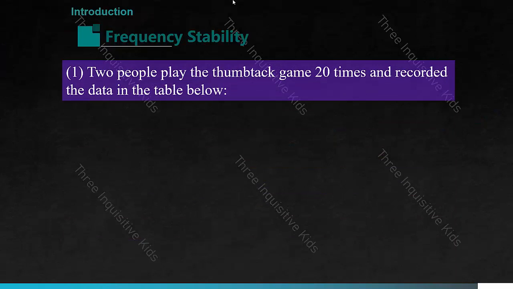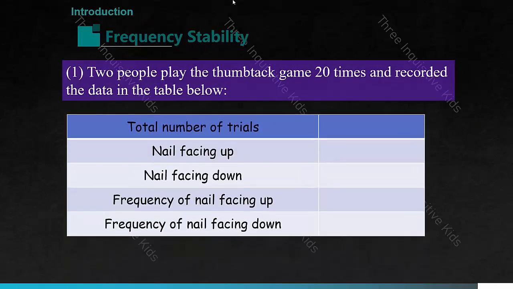Two people played the thumbtack game 20 times and recorded the data in the table below. So here is our table. We have the number of trials, the number of times the nail faced up, the number of times the nail faced down, and then the frequency of both possibilities.